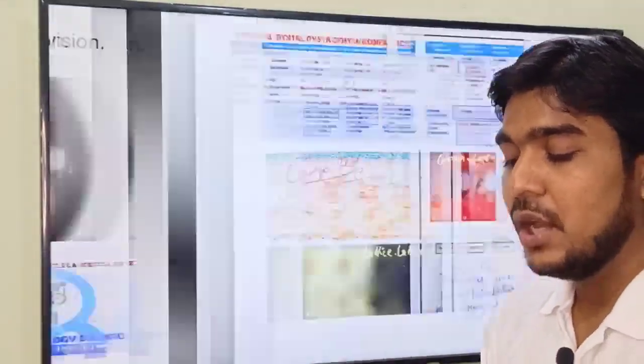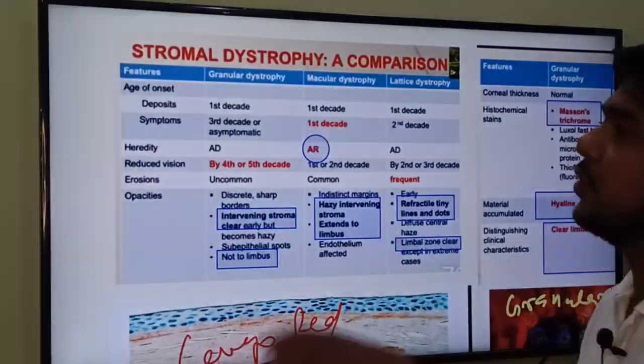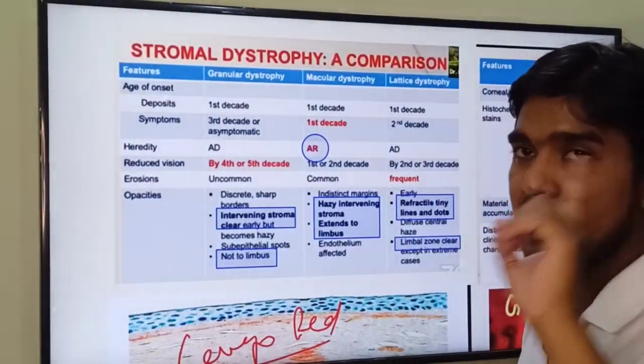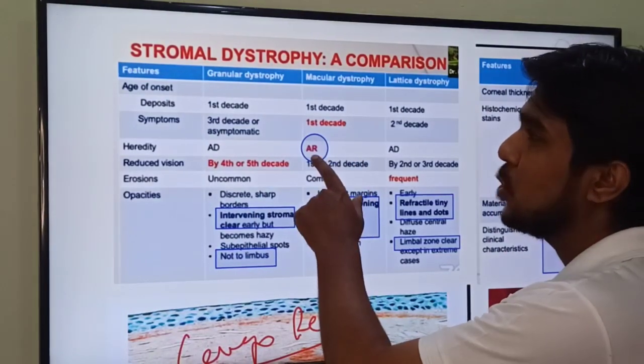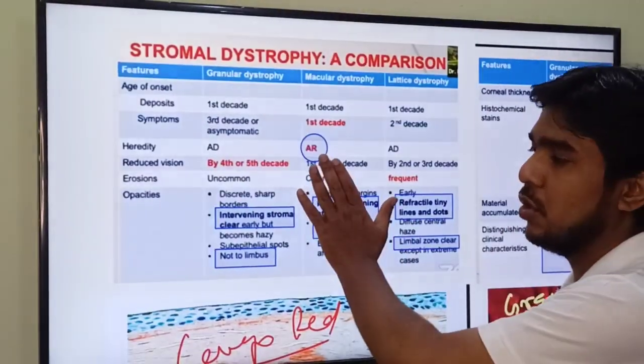Now coming to the stromal dystrophies. Three stromal dystrophies are very important: granular, macular, and lattice. I am just going to tell you only the differentiating points. Macular dystrophy is autosomal recessive, the rest are autosomal dominant. They can ask a question on this.